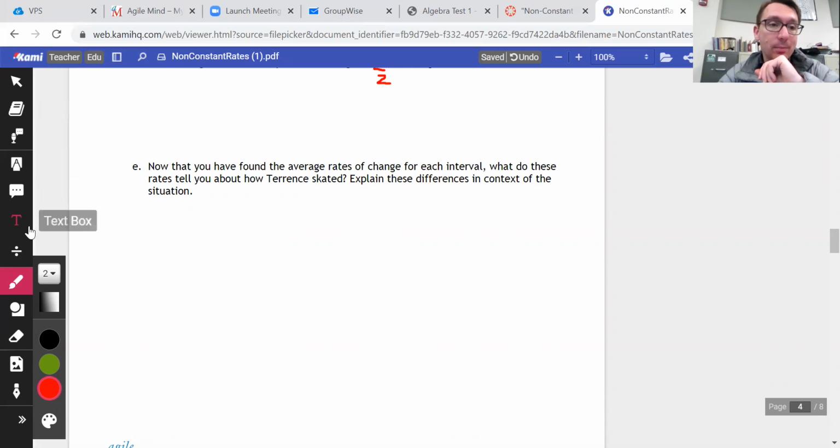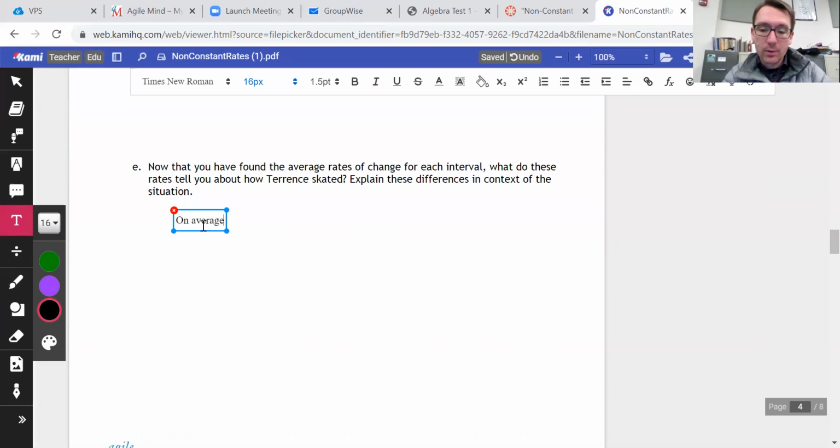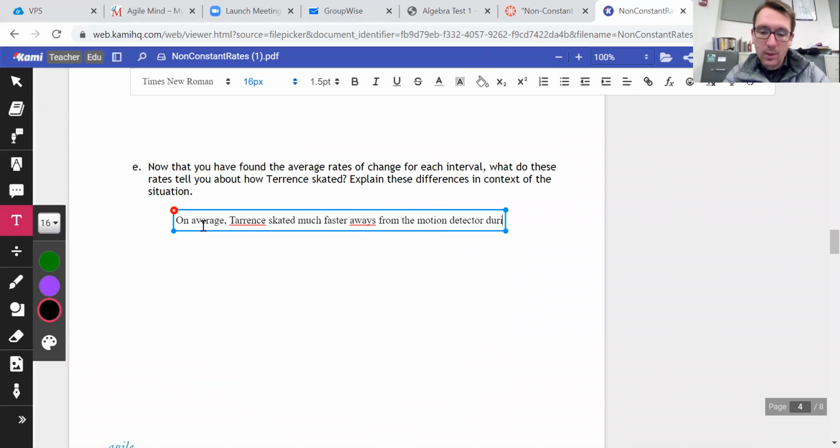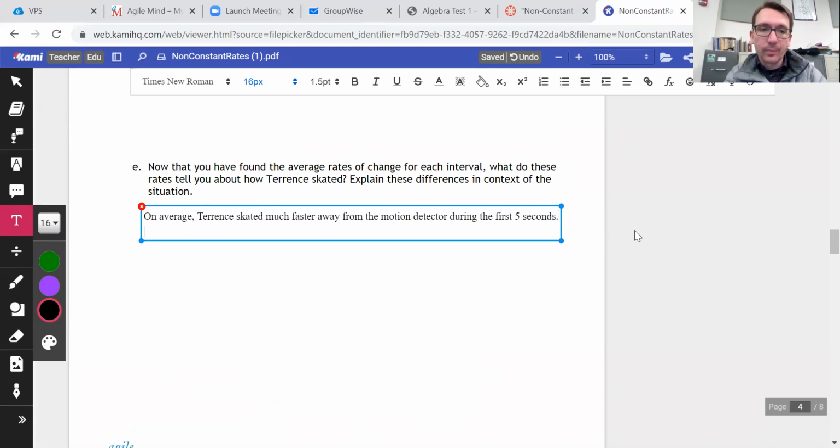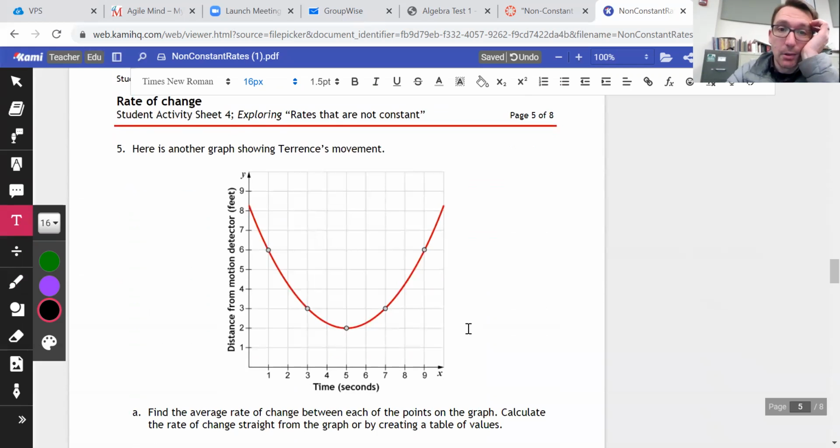What do these rates tell about how he skated? Well, on average, Terence skated much faster away from the motion detector during the first 5 seconds. That's what we could say. There are a lot of other things you can say if you want to say them, but that's just kind of a fishing question anyway.